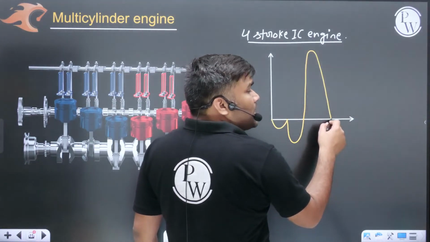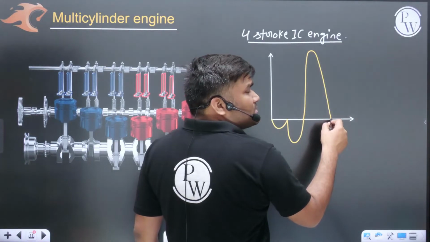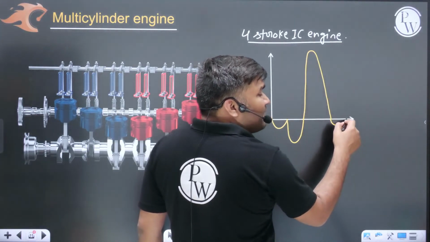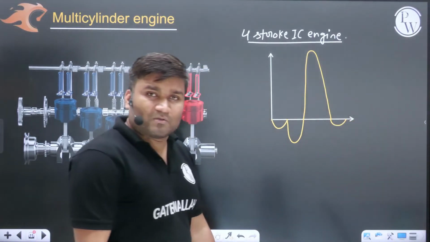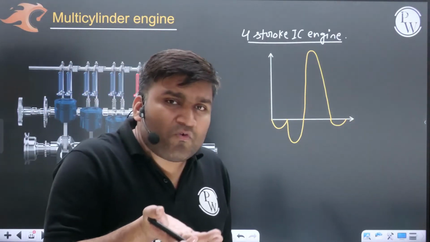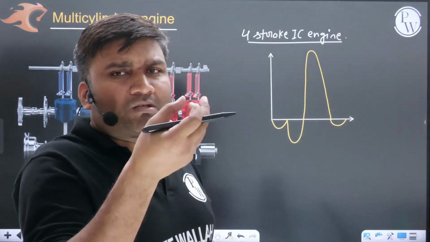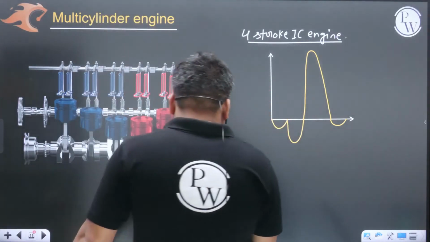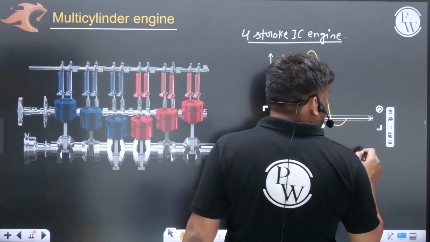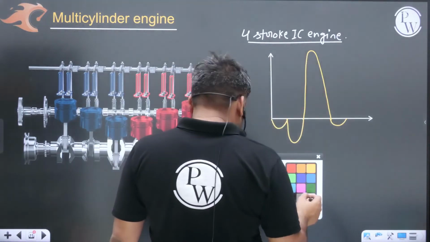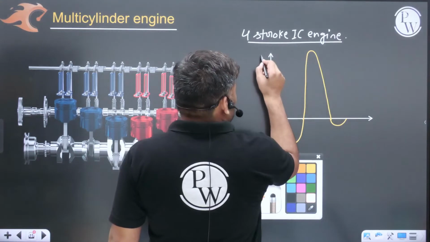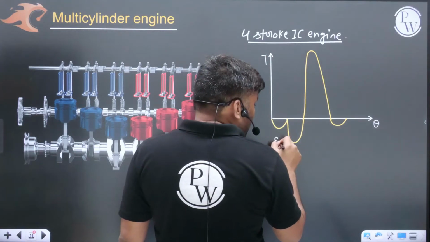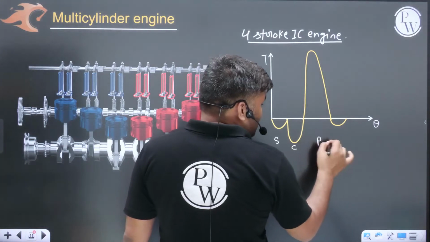And again, once the power stroke is complete, the piston has come down. Again, in the exhaust stroke you have to give some effort on the piston so that the piston can move up and combusted gases can be thrown out. This is how your diagram is going to look. This is torque, this is theta. Getting a point? Suction stroke, compression stroke, this is power stroke, this is exhaust stroke.